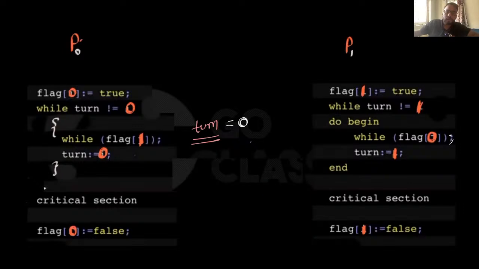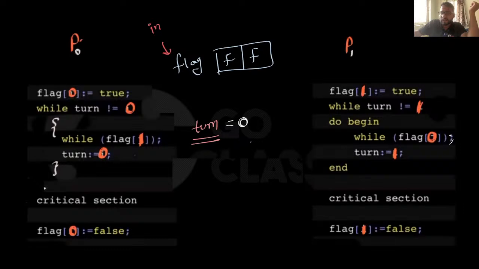So initially, let's suppose turn is 0. The turn initial value is not given, so you can try with the other values also. And flag initial values are given, which is false and false. Basically, if there are two variables, flag and turn, turn is very obvious, and the other variable, flag, is generally interested, which just shows whether someone is interested or not. Anyway, now let's check if bounded waiting is satisfied or not.